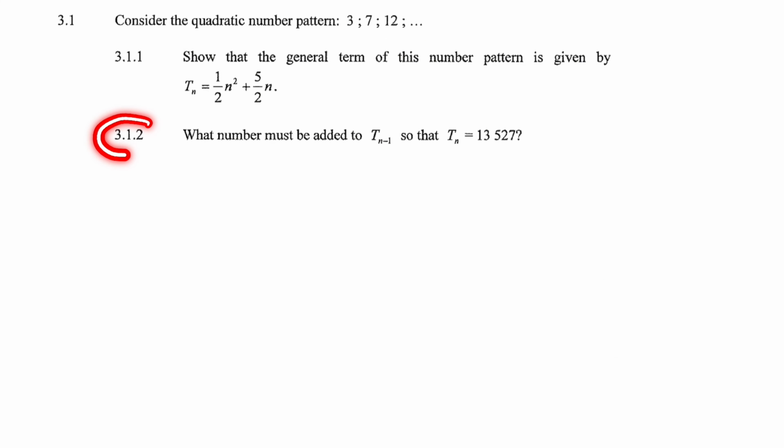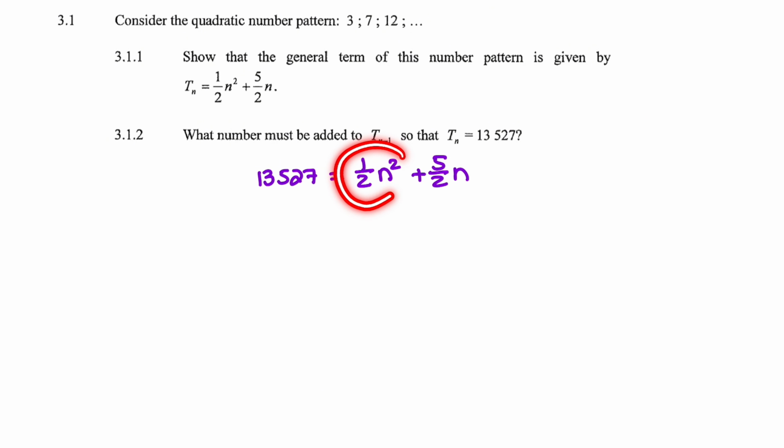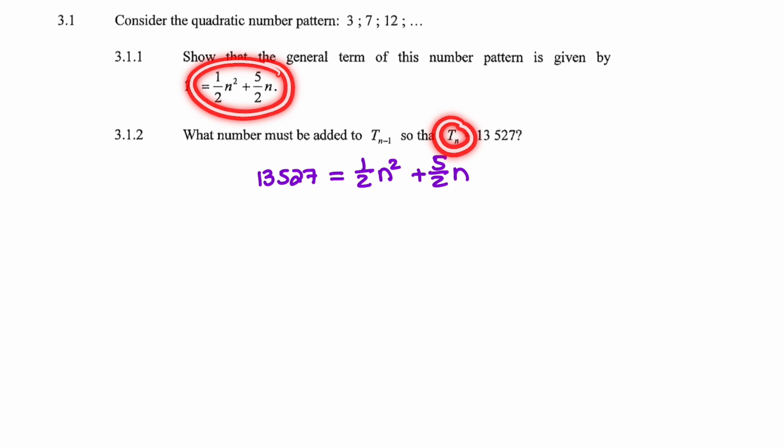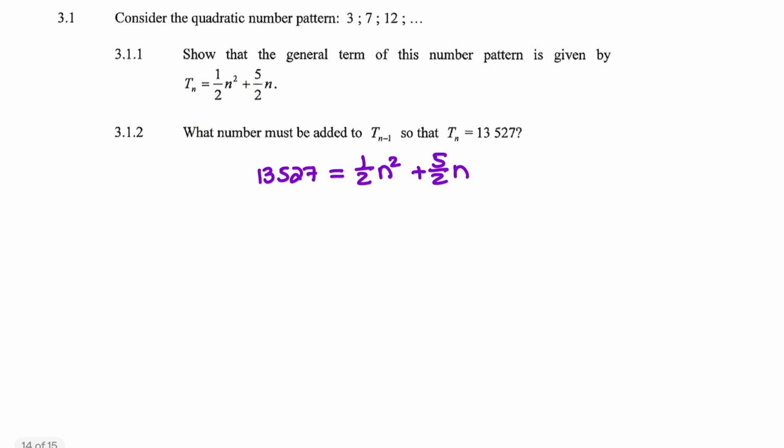The second question says, what number must be added to Tn minus 1 so that Tn is equal to 13,527? So what I would like to do is find the position of 13,527. So we know that's part of the pattern, and I set Tn equal to a half n squared plus 5 over 2n. So I'm replacing that Tn with our equation. Now I'm going to solve for n.